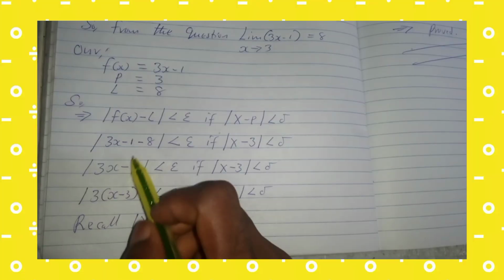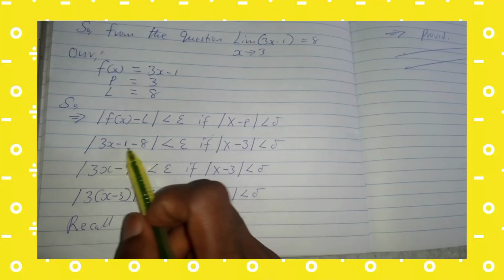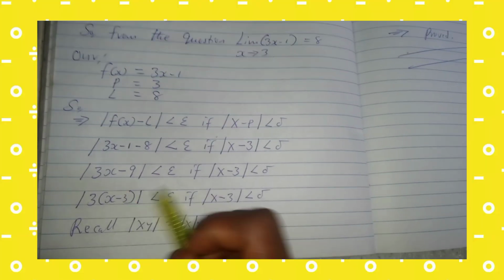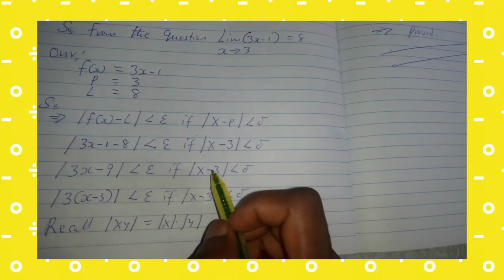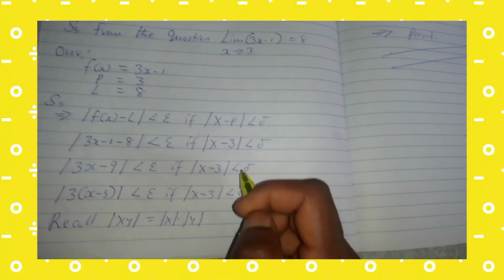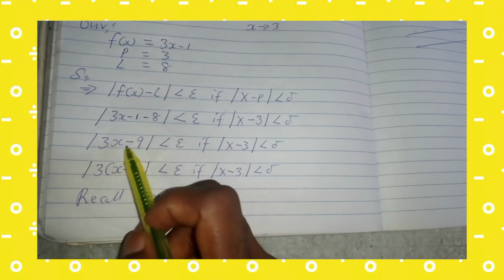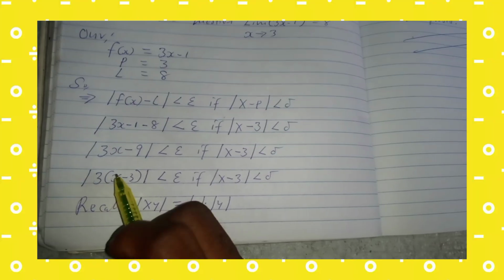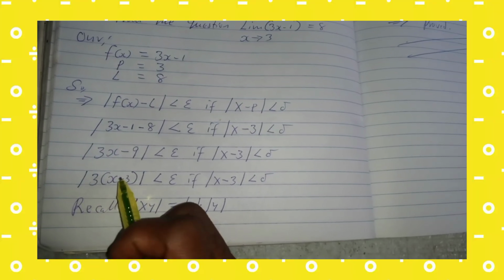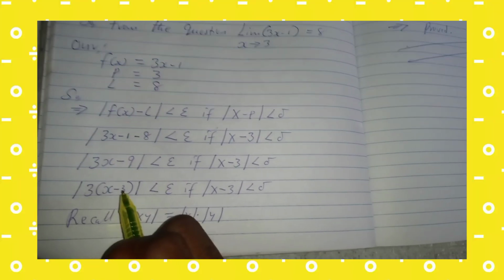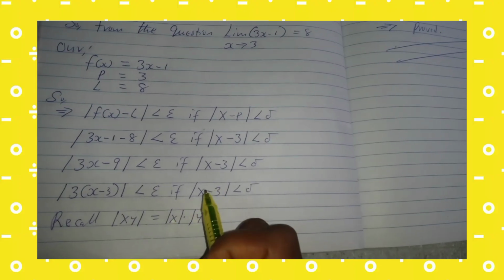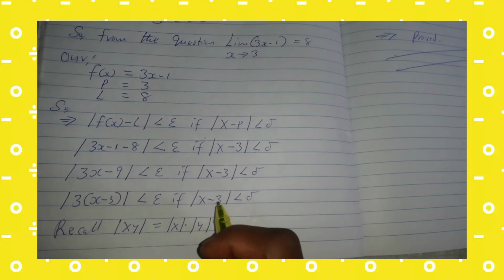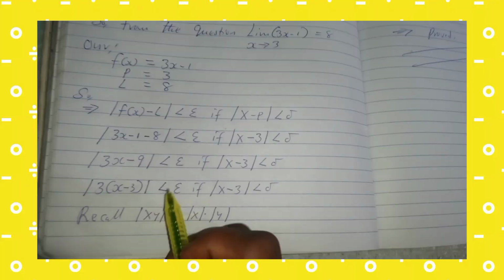Now 3x minus 1 minus 8, that is minus 1 minus 8, gives us minus 9, so the magnitude of 3x minus 9 is less than epsilon if the magnitude of x minus 3 is less than delta. Now we factor out 3: you have 3 here, x remains, and then 3 here, because 3 times 3 is 9. So 3 times the magnitude of x minus 3 is less than epsilon if the magnitude of x minus 3 is less than delta.